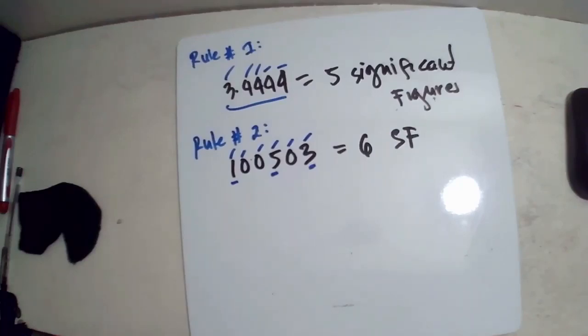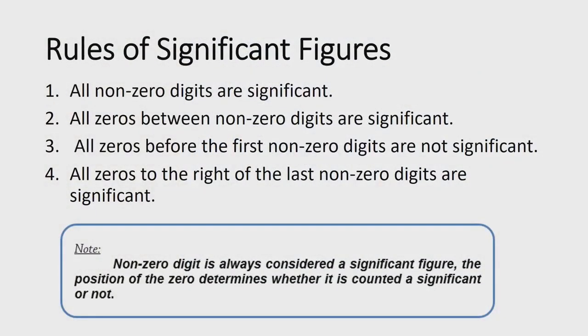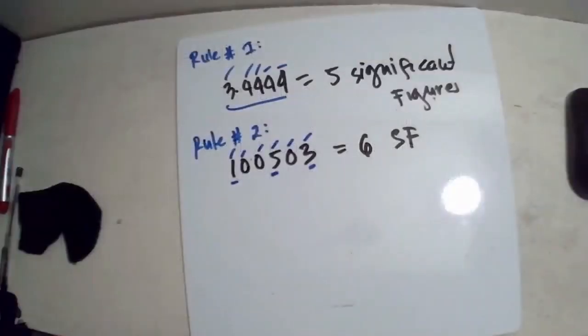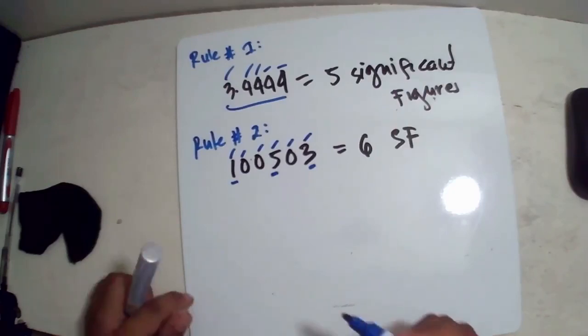Let's go to rule number 3. All zeros before the first non-zero digits are not significant. What do we mean by that? All zeros before the first non-zero digits are not significant. For example, for rule number 3.